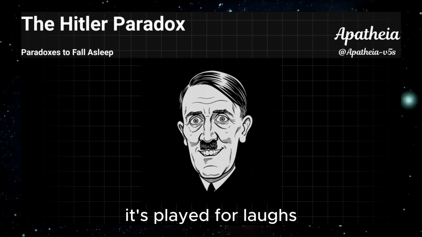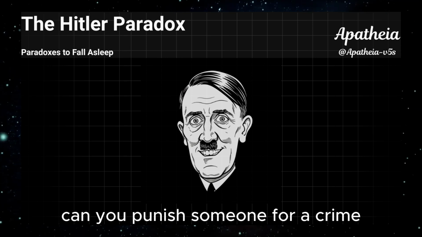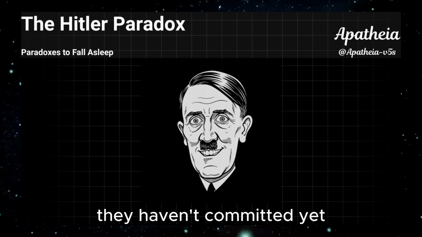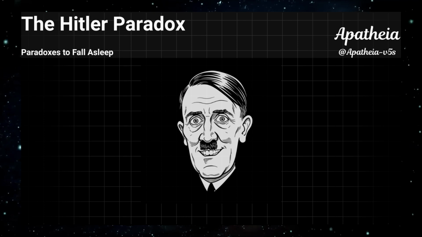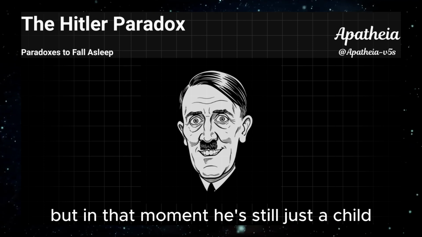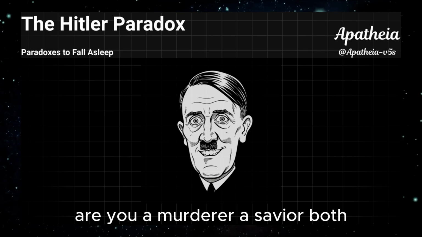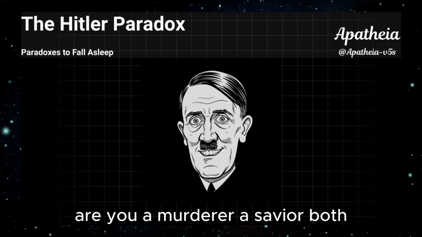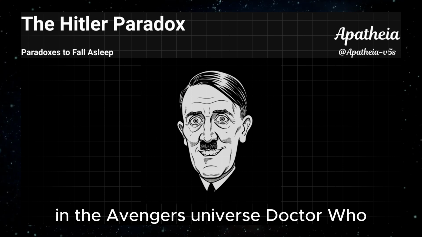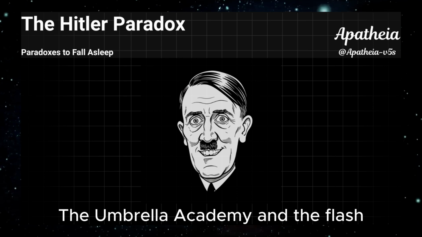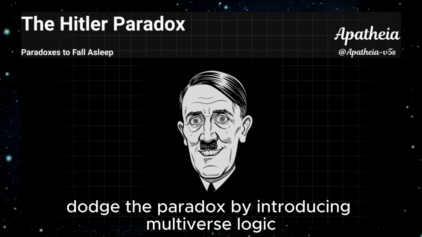It's played for laughs, but underneath there's a real, painful question. Can you punish someone for a crime they haven't committed yet? That's where the paradox turns ethical. Killing baby Hitler might save the future, but in that moment, he's still just a child. Are you a murderer? A savior? Both? This same question plays out in different forms in the Avengers universe, Doctor Who, The Umbrella Academy, and The Flash. Some of these shows dodge the paradox by introducing multiverse logic.